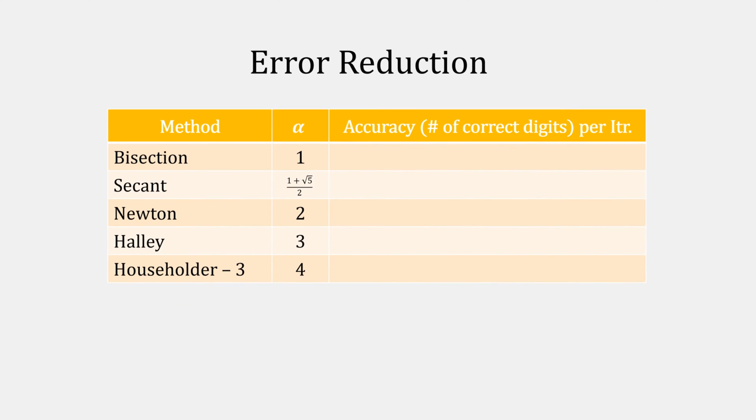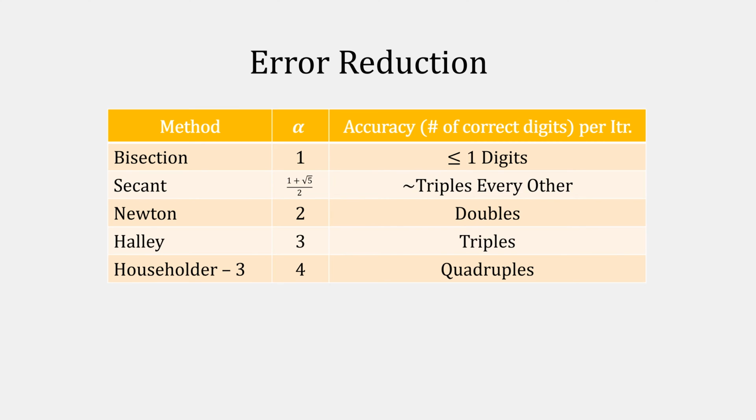It could also be helpful to view order as the amount of accuracy in terms of digits you're gaining each iteration. For example, with bisection, all you're doing is reducing the error by half. You're gaining about 1 or fewer digits of accuracy each time you run. With Newton, you're doubling the amount of digits you're gaining. Halley, you're tripling. Householder 3, you're quadrupling, and so forth. With secant method, an order about 1.618, you're tripling about every other iteration.